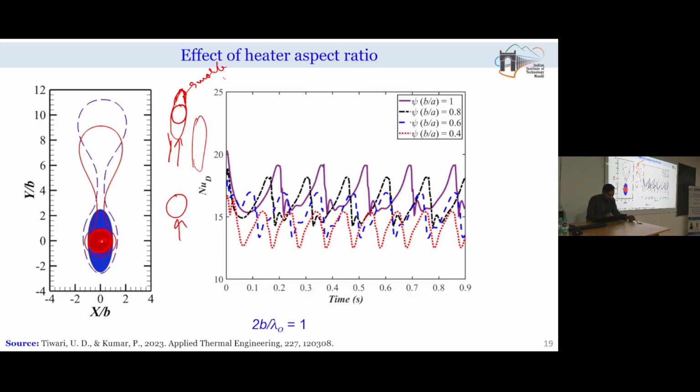the red colored one is the cylindrical heater and the blue colored one is the elliptical heater.